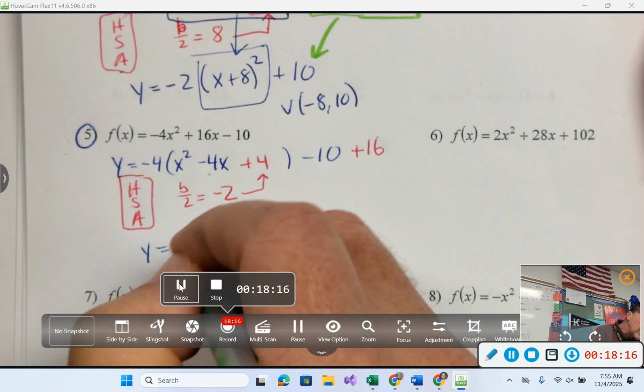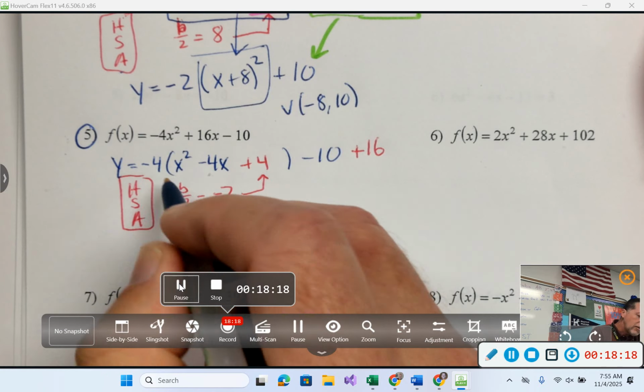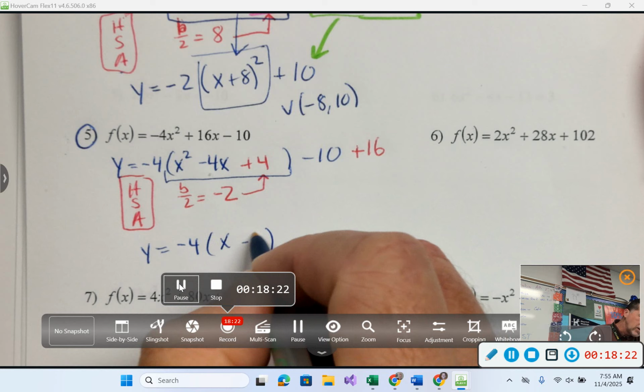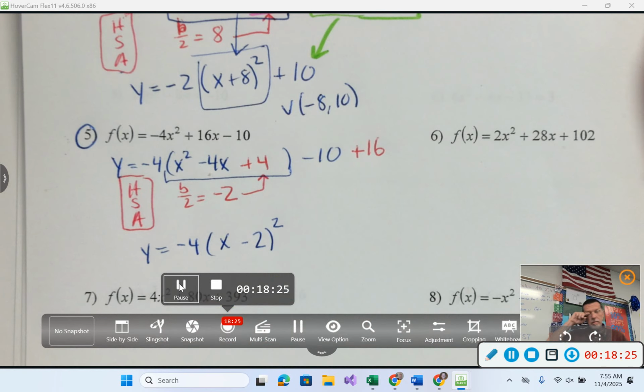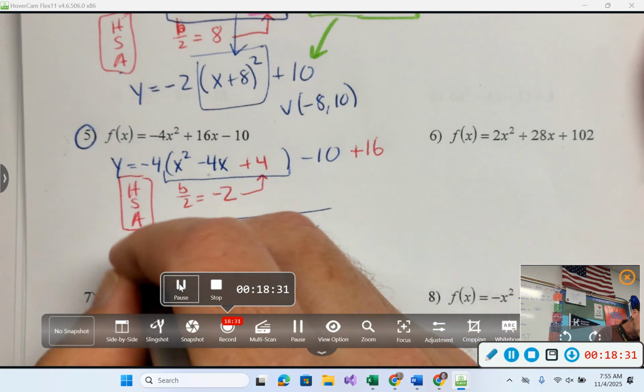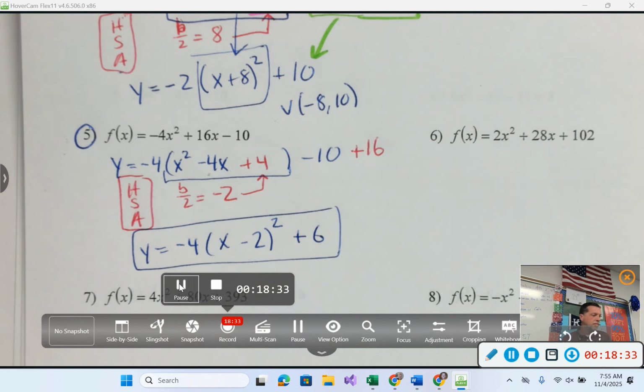So y equals negative 4 out front. Factor the inside, but now the inside factors with that negative 2, because it always factors with b over 2. And then negative 10 plus 16 is 6. And now we've got it in vertex form.